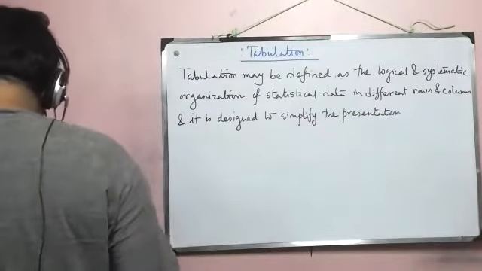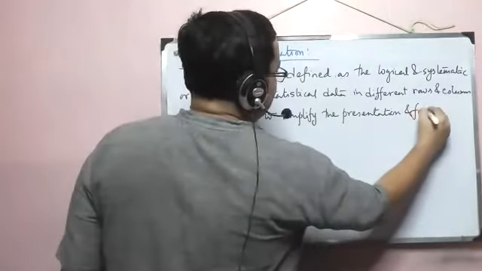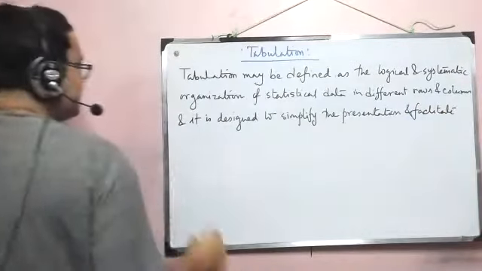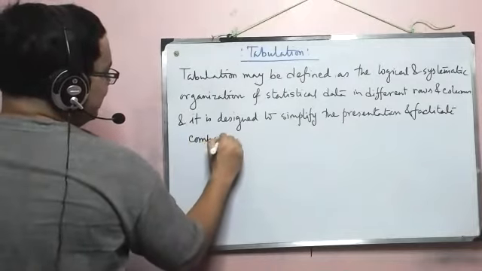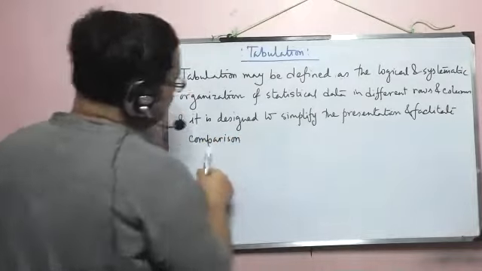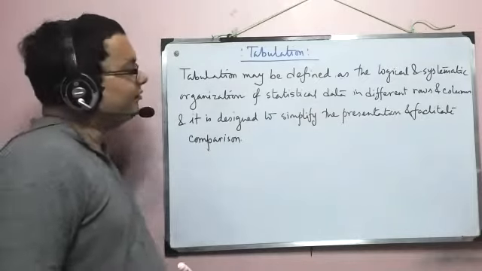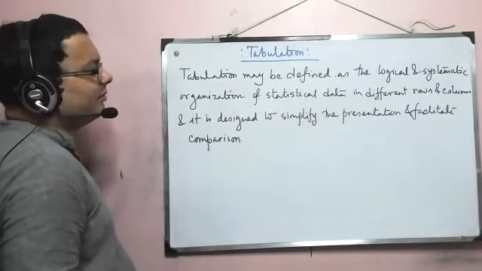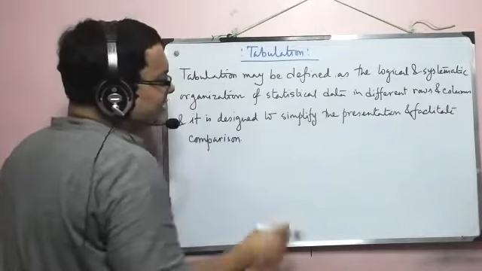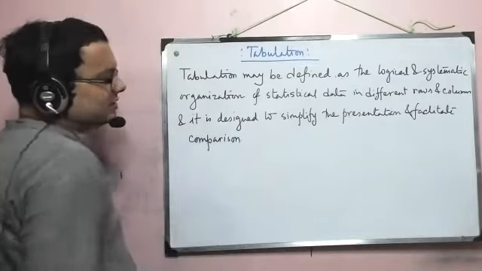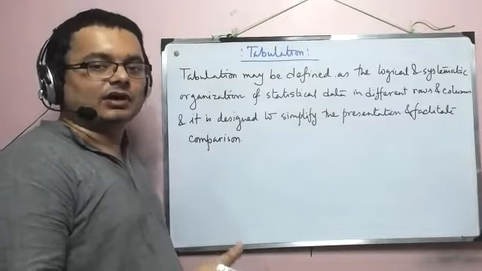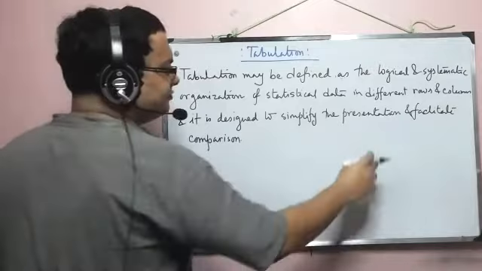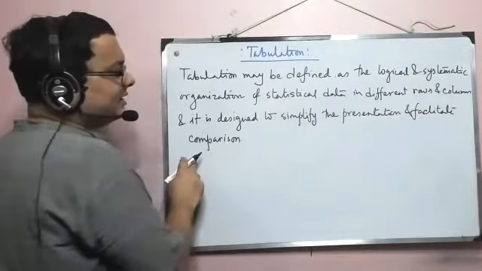And the non-trivial part is this, facilitate comparison. So the last two words, facilitate comparison, is the non-trivial part. Why we write may be? Because there can be tables in which, technically speaking, you have to have at least two rows and several columns, or at least two columns and several rows. So you will have this option definitely, but the main objective is to facilitate comparison.